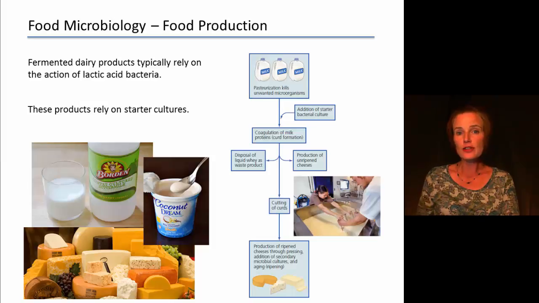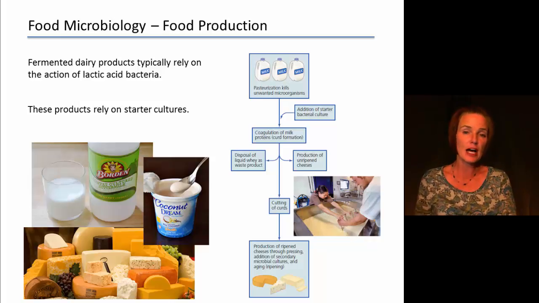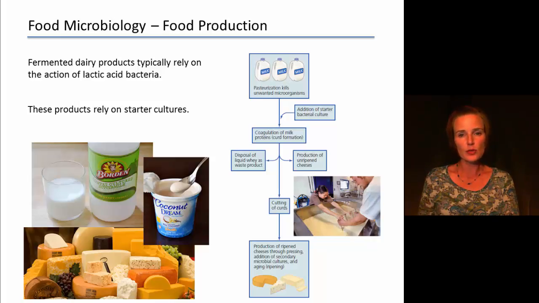If we look at how this product is going to be produced, it does typically rely on starter cultures being added. In the diagram here, we start with a dairy product like milk, which is pasteurized, killing any unwanted microorganisms that happen to be there. That's going to be a lot of the microorganisms that would affect the flavor of that actual milk product. Then we take the pasteurized product, and a starter culture is added. This is typically a starter culture that contains some of those lactic acid bacteria.